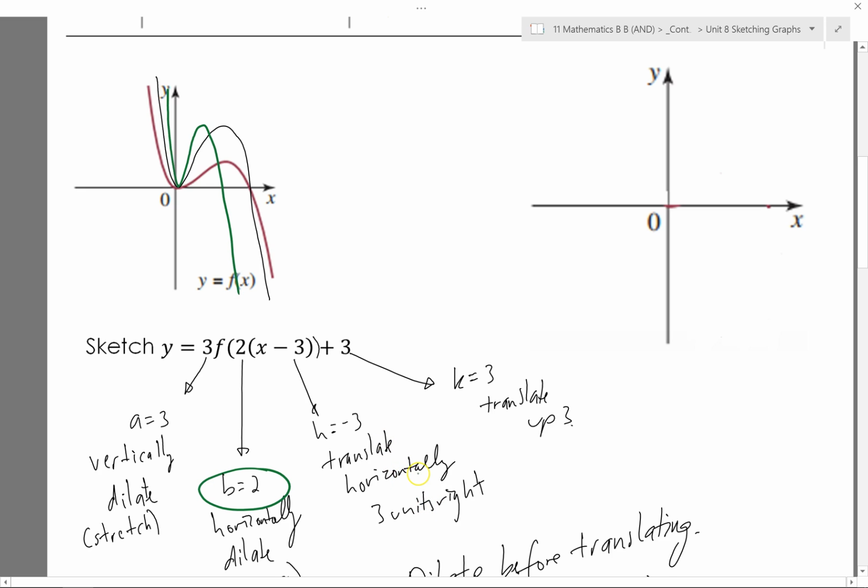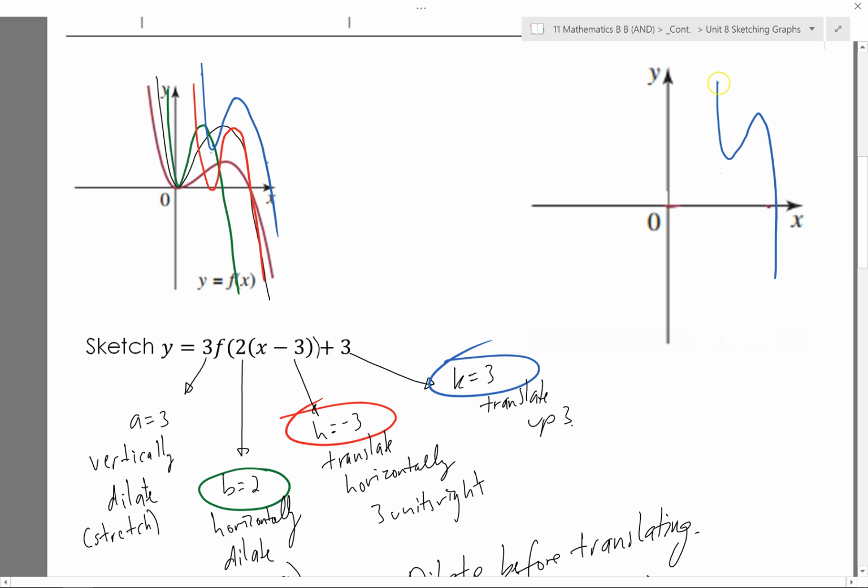Okay, then I need to translate everything 3 units to the right. I'll do that in red. So from my green graph, everything goes 3 units right. And then finally, everything will go 3 units up. So shift everything just a nominal 3 units up. And that blue graph is what we'll end up with in the end. Something that looks something like this.